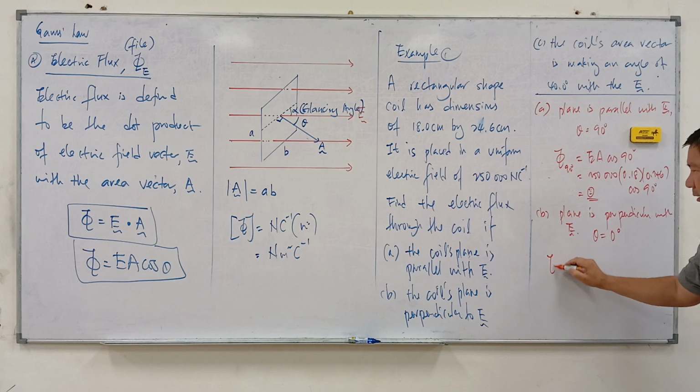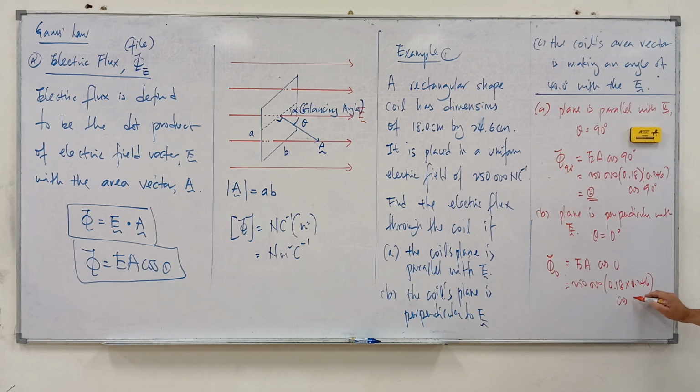Okay? So your electric flux at 0 degrees is going to give you E A cosine 0, which is 250,000 times the same thing, 0.18 times 0.246, and cosine 0, this is going to give you 1. This is where your calculation comes in. Answer is 10800. Okay? Unit is Newton meter square per coulomb. For the 0 above, you want to put a unit, go ahead. 0 has nothing. No, it's not wrong, you can put it, but no need to put actually, if there is no value.